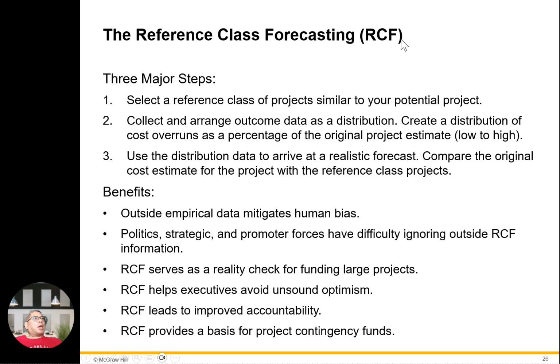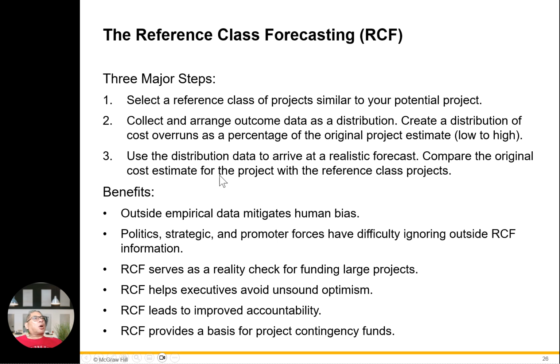In RCF, which is reference class forecasting, there are three major steps. Number 1, select a reference class of projects similar to your potential project. Number 2, collect and arrange outcome data as a distribution. Create a distribution of cost overrun as a percentage of the original project estimate. Number 3, use the resulting data to arrive at a realistic forecast.